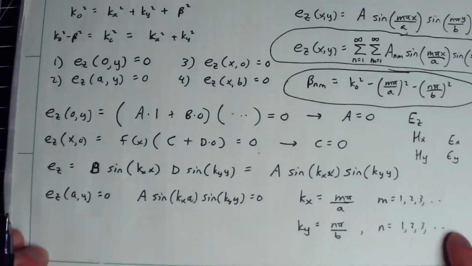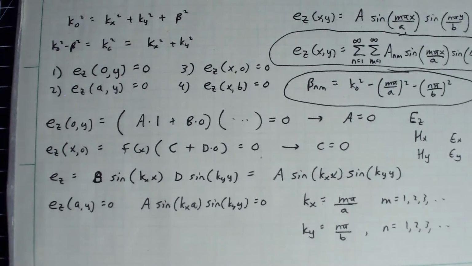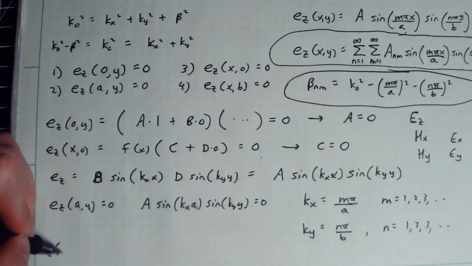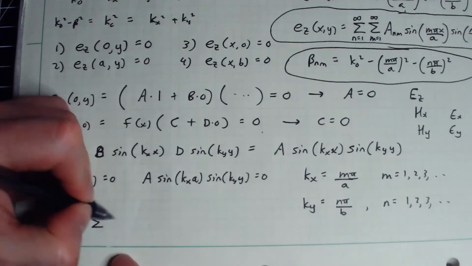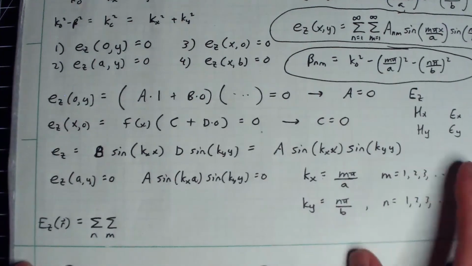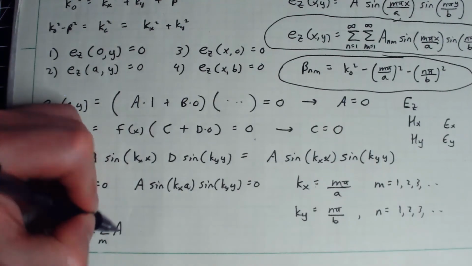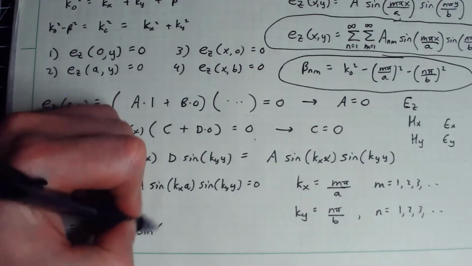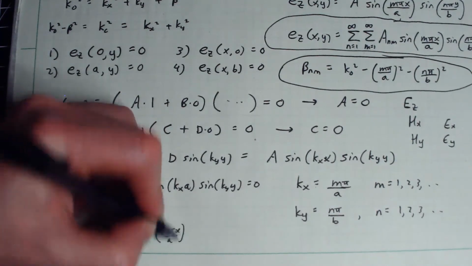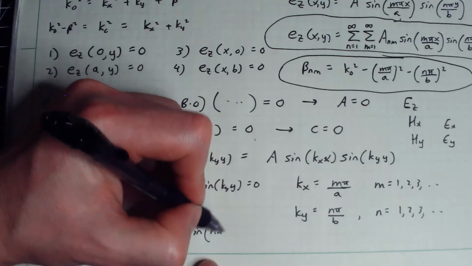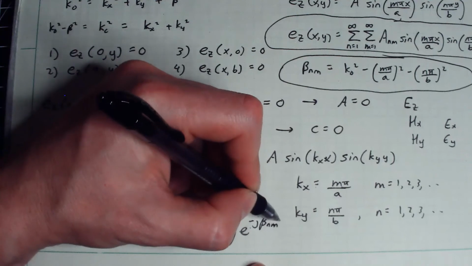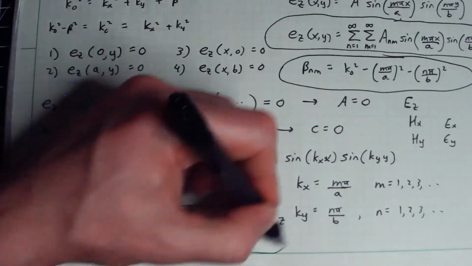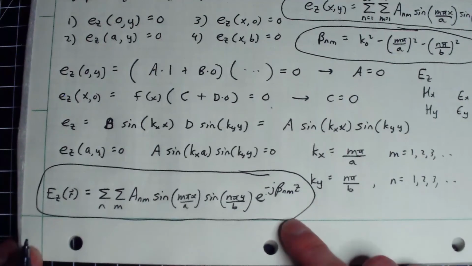So just for completeness, I'm going to go ahead and add the z dependence over here just to reinforce that idea, where E sub z, I'm going to put a little r, so of x comma y comma z is equal to the summation over n and m, same rules from 1 to infinity, a sub n m sine of m pi x over a sine of n pi y over b, and then e to the minus j beta sub n m times z. Okay. So that should look pretty familiar.